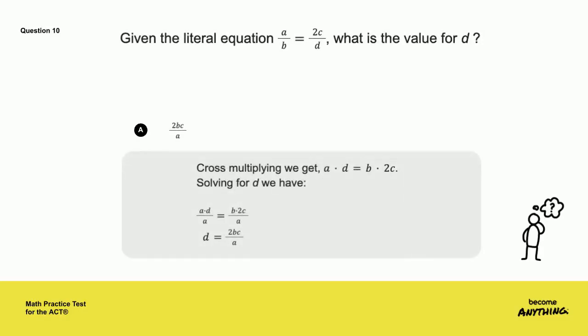Cross multiplying, we get a times d equals b times 2c. Solving for d, we have the equation below.